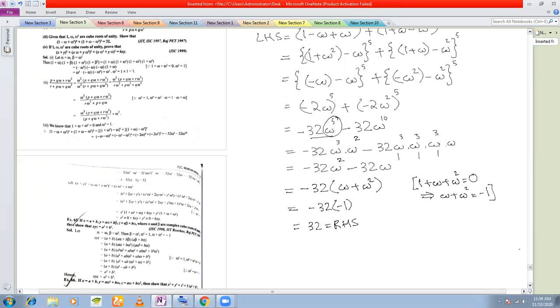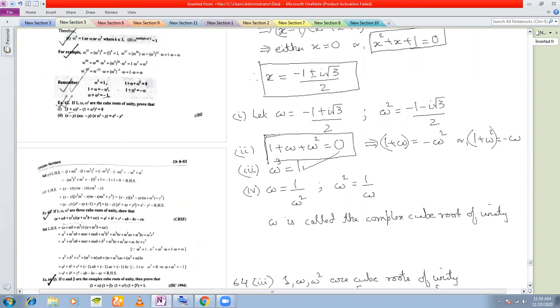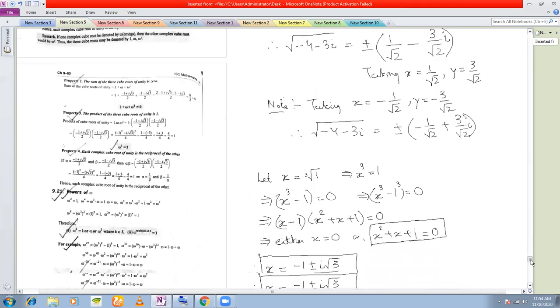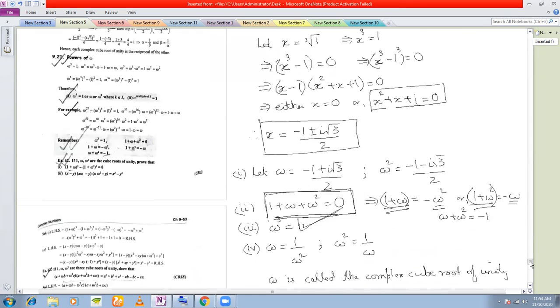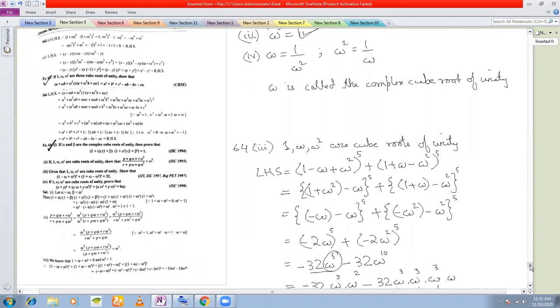So you see what properties have we used here in order to solve this sum? We used this 1 plus omega square is equal to 0, this property. We use 1 plus omega is equal to omega square. We use 1 plus omega square is equal to omega. Not only that, we also used omega plus omega square is equal to minus 1. This property we used. We also used omega cube is equal to 1. Okay. So that is one application of cube roots of unity. Let us see another application.